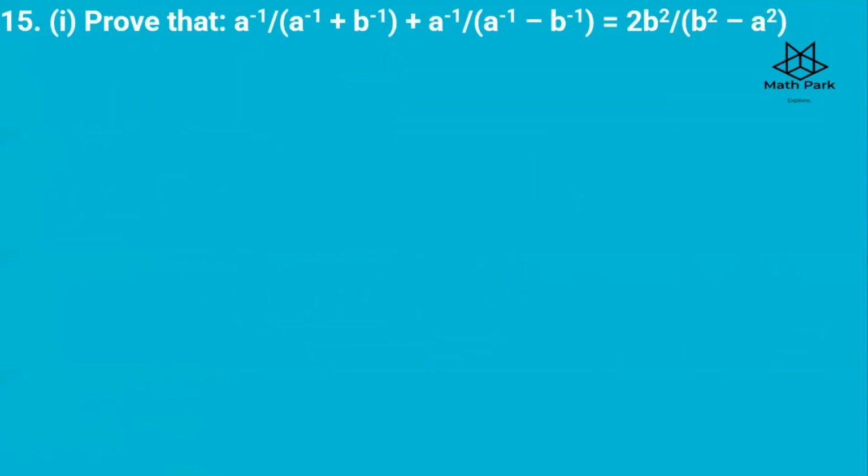Easy. Square minus a square. Okay, so let us take the left hand side. So we'll take LHS. Now in LHS we have a raised to minus 1. So the numerator becomes 1 upon a. In the denominator we have a raised to minus 1 becomes 1 upon a, plus b raised to minus 1 becomes 1 upon b, plus a raised to minus 1 becomes 1 upon a again.